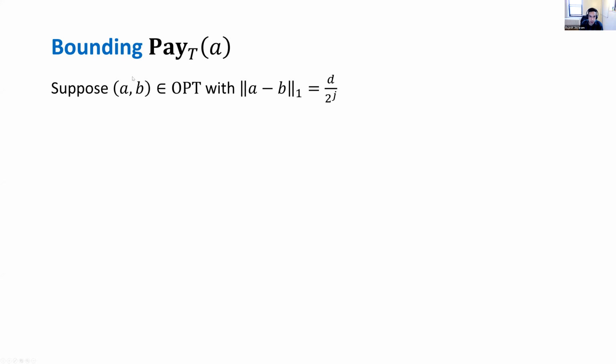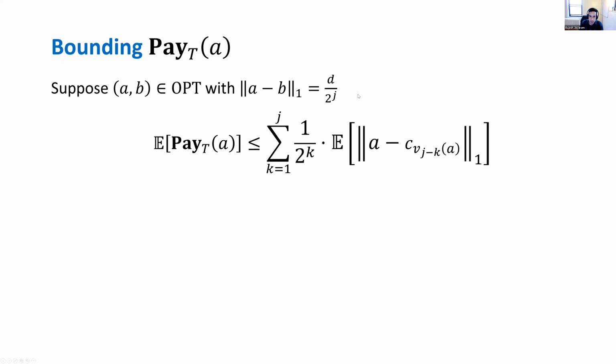So if I have this pair A and B with distance A minus B is d over 2 to the j, then what is the expected payment for this point A? Well, what I'm going to do is I'm going to sum over all the levels where A and B could have split early in the tree. And remember, the probability that they split k levels early is at most 1 over 2 to the k. But if they do split early, then I pay the distance from A to the center of mass k levels higher than where they should have split. It turns out that the lower levels don't contribute much, so you can ignore them.